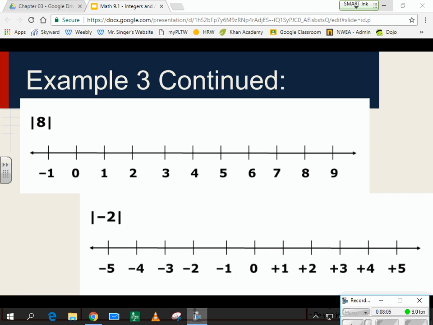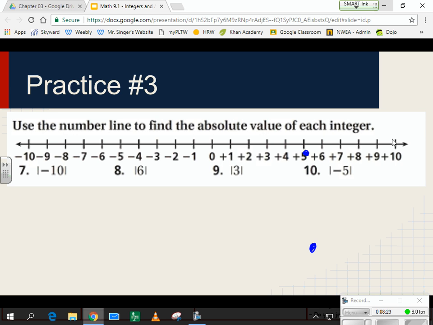Here's 2 more. We have the absolute value of 8, which goes at 8. And remember, the next one's -2. Again, -2 is the same as +2 because it has the absolute value sign. So you don't have to write those down. They're just 2 more examples. And it's your turn. So now you have a couple problems, 7, 8, 9, and 10, that I want you to put on a number line. Okay? Go ahead and put that down in your notebook. I'll be checking for that, and then answer the questions as you go.